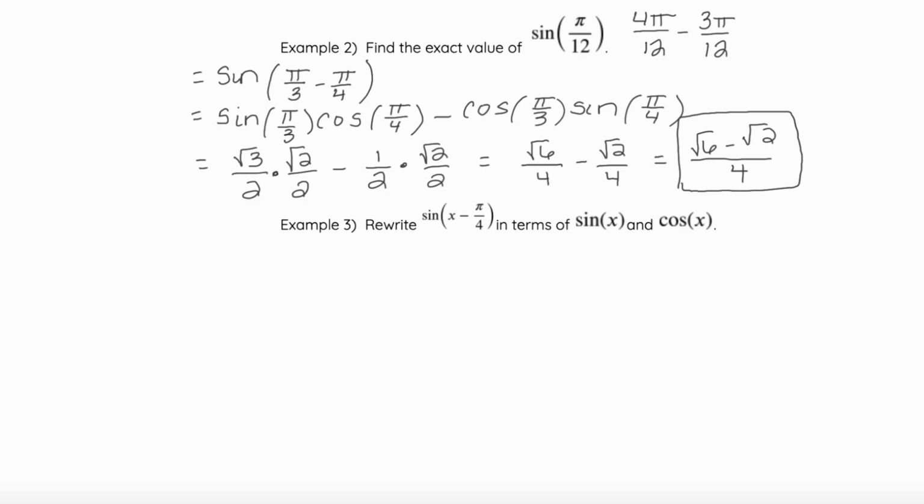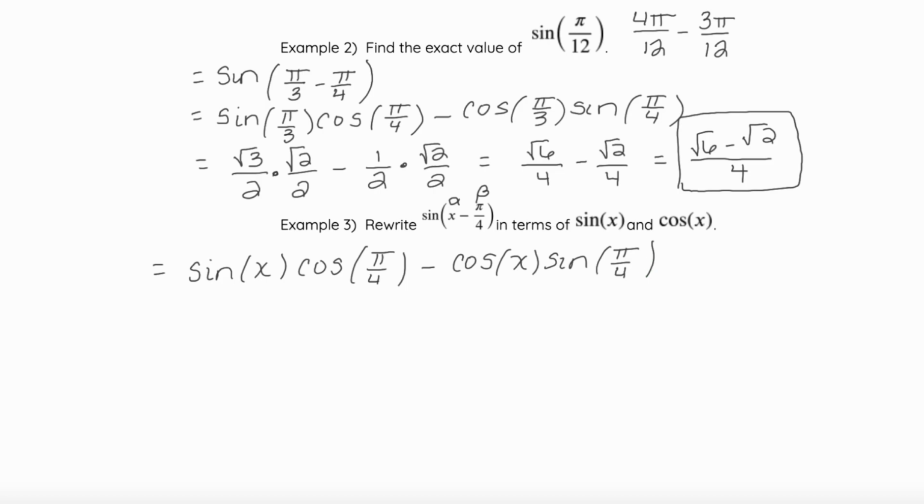Now it's giving us the difference of sine, and it's asking us to write it in terms of sine and cosine. So I can use the same rule I did in example 2, except I have x and pi over 4. So it'll look very similar to what we just did. This time though, I'll have sine of x, since that's our alpha, and beta is pi over 4 here, times cosine of pi over 4 minus cosine of x, our alpha, times sine of pi over 4.